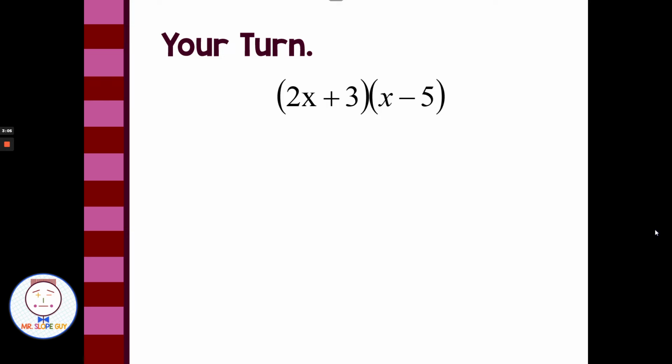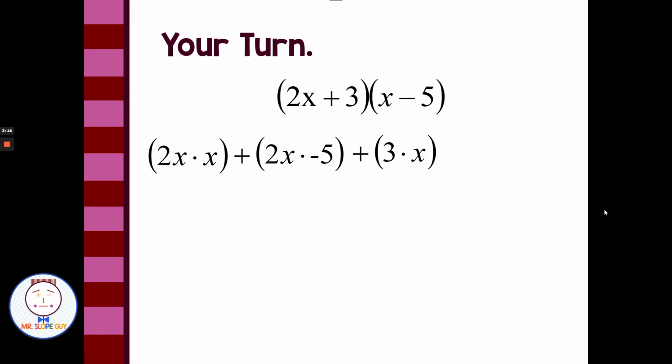All right, you guys pause the video here, multiply this binomial times the binomial using FOIL, come back and check. All right, welcome back. So the numbers we'd multiply: first, outer, inner, last, FOIL, first, outside, inside, last.